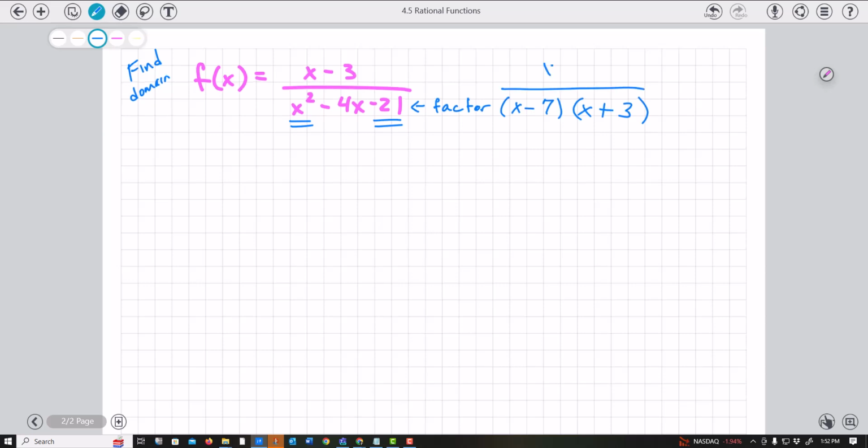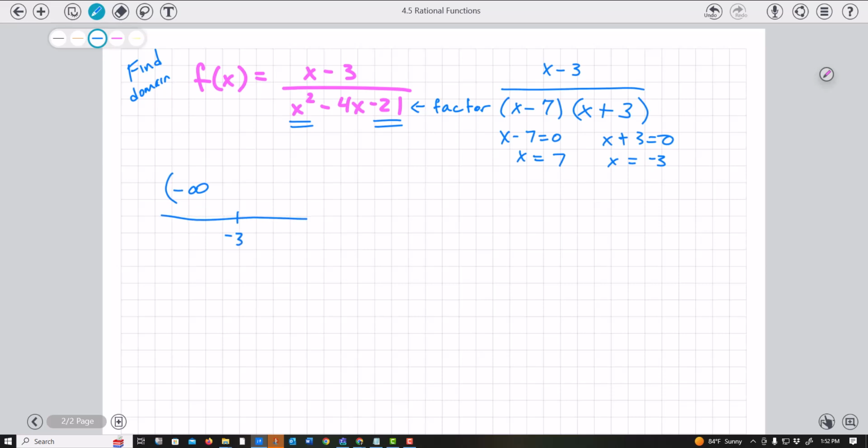So nothing changes up here on the top. So what this is saying is I can let x be any value all the way from negative infinity until, so I've set both of these equal to 0, x minus 7 equals 0, x plus 3 equals 0. That would be x equals 7 and x equals negative 3.